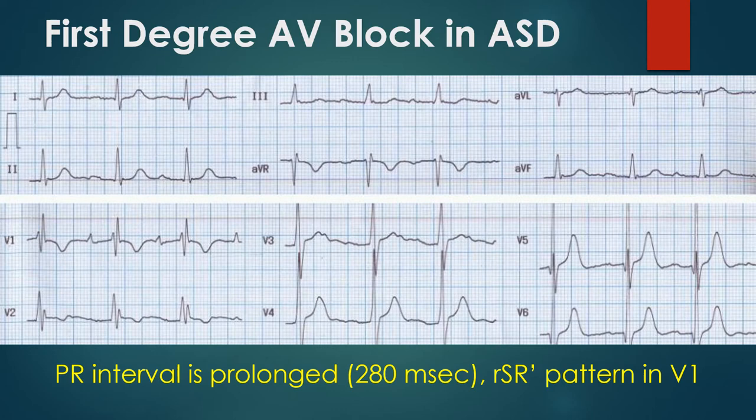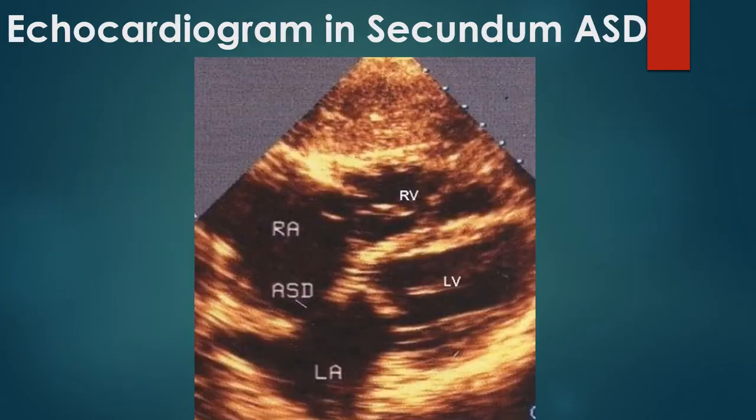This combination of first degree AV block with incomplete right bundle branch block pattern is seen in familial atrial septal defect, which is transmitted in an autosomal dominant pattern. This means that 50% of first degree relatives have a chance to have atrial septal defect.